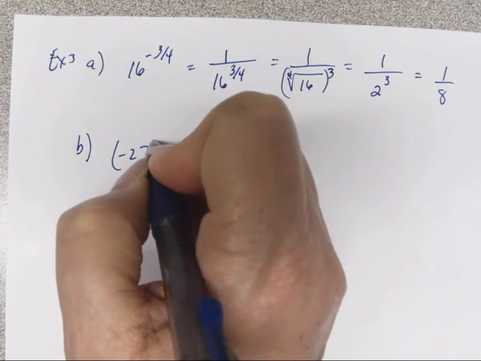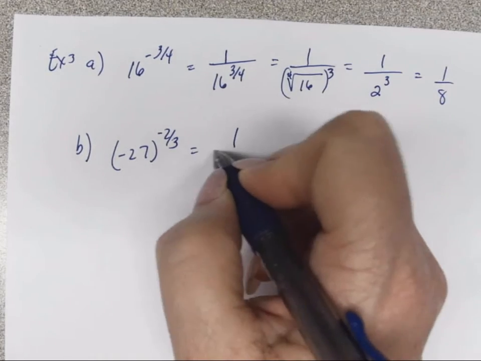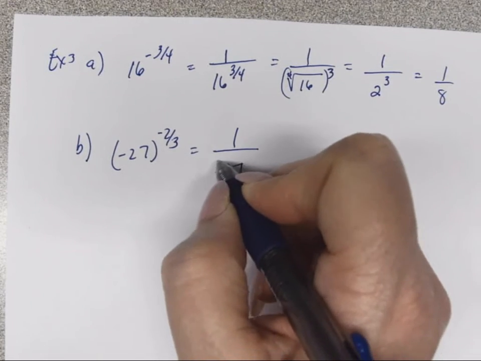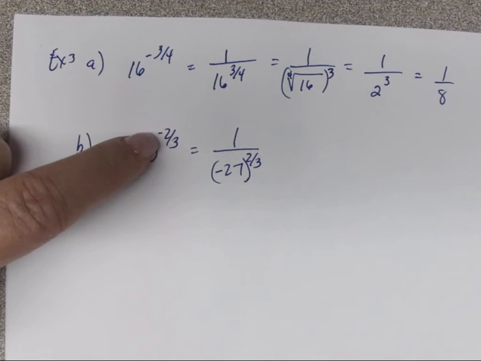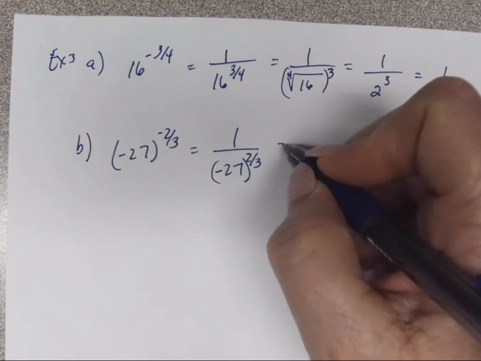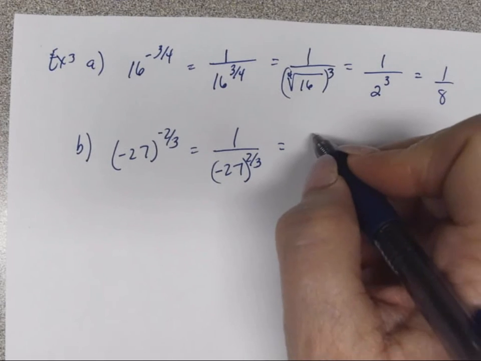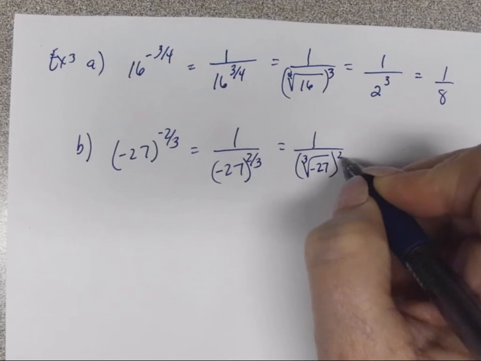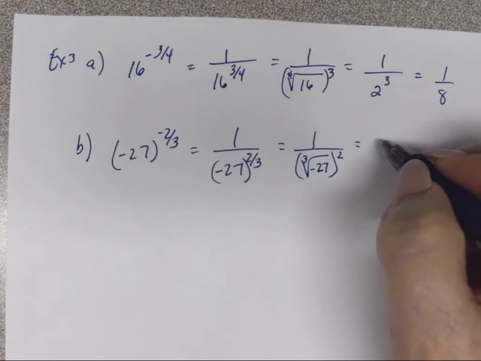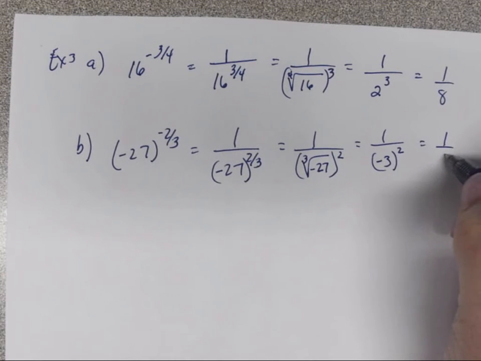If we have negative 27 to the negative 2/3 power, again it's 1 over negative 27 to the positive 2/3 power. We don't change this negative, only the negative on the exponent. That's the only one that changes is the exponent on the outside. All right, so I can take the cubed root of negative 27, so 1 over the cubed root of negative 27, and then I will square that answer. The cubed root of negative 27 is going to be negative 3, and when I square that, I get 9.